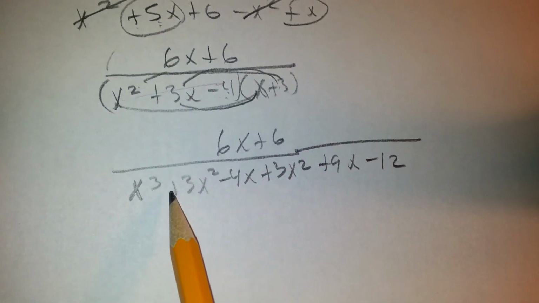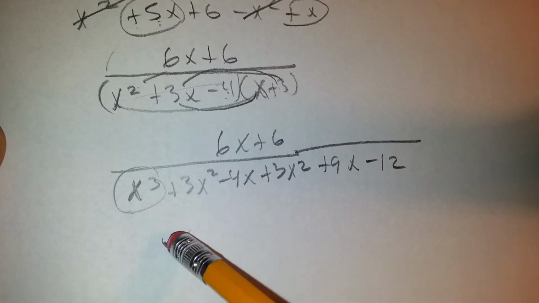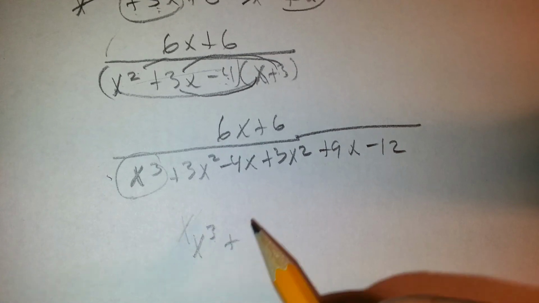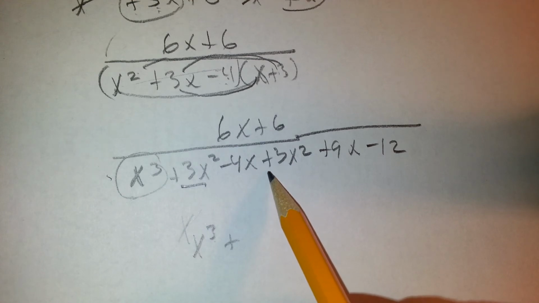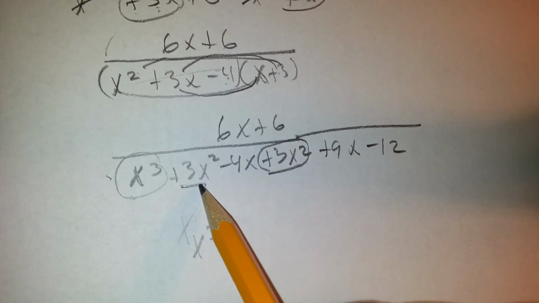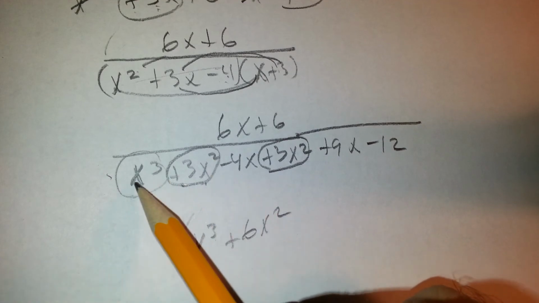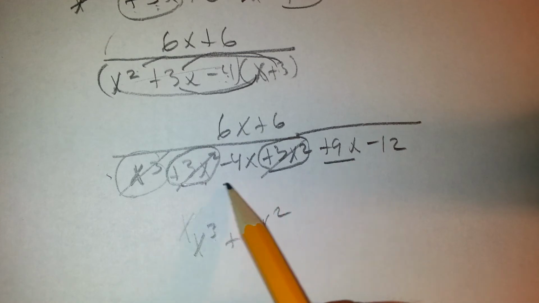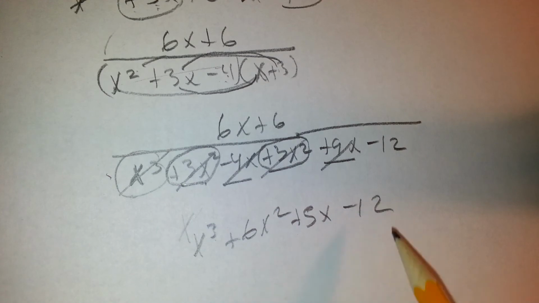All right, so let's simplify the denominator. X cubed is all we have. So x cubed, I've got 3x squared here, I've got plus 3x squared here. So that's going to be 6x squared. So I'm done with that, that, and that. I've got 9x minus 4x. That's plus 5x. I'm done with that, and I got minus 12.